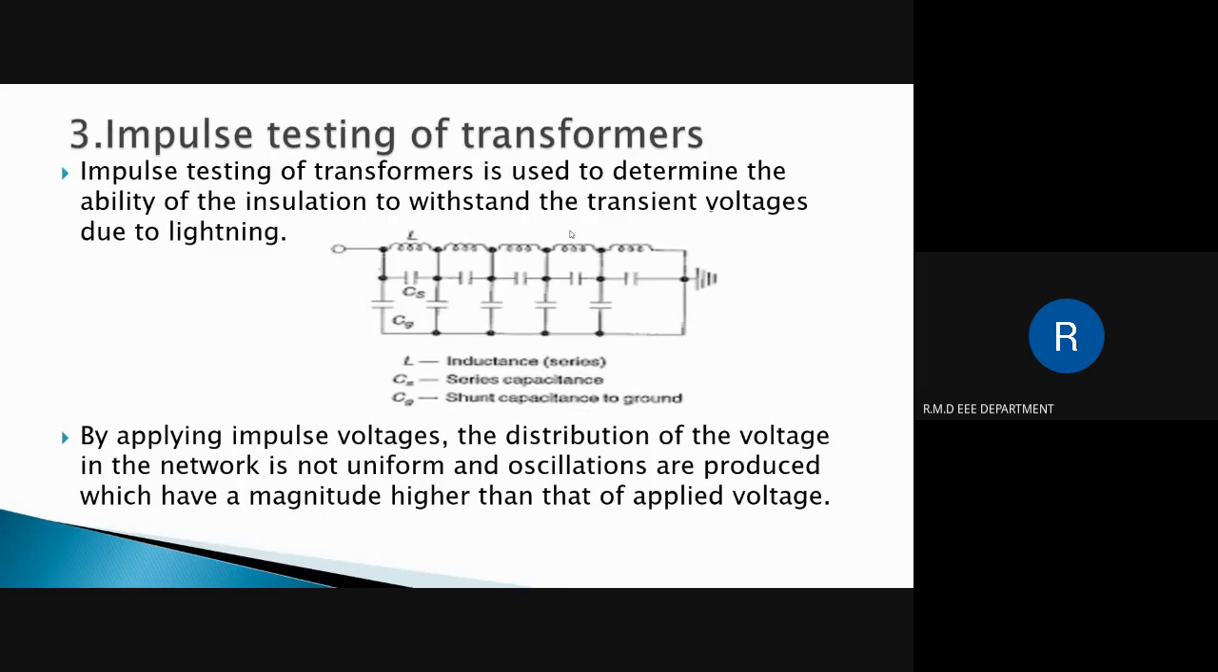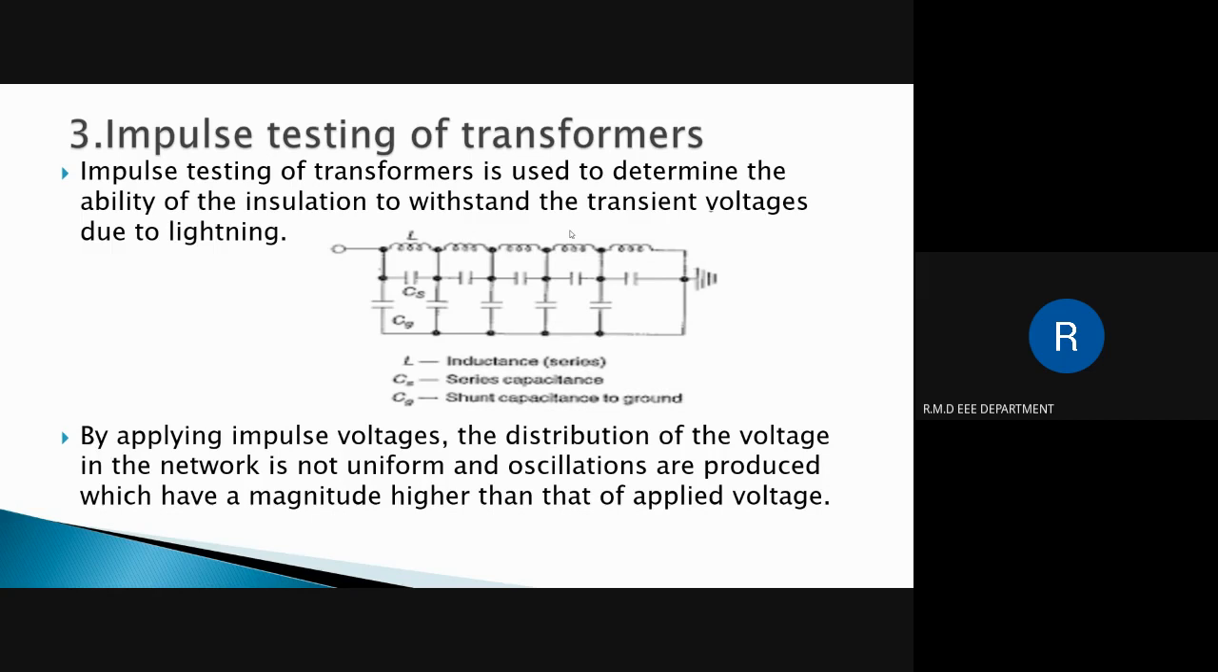So what is this impulse test? Impulse tests are used in transformers to determine the ability of the insulation to withstand the transient voltages due to lightning. By applying an impulse voltage, the distribution of voltage in the network will not be uniform, and there will be oscillations whose magnitude is higher than that of the applied voltage.